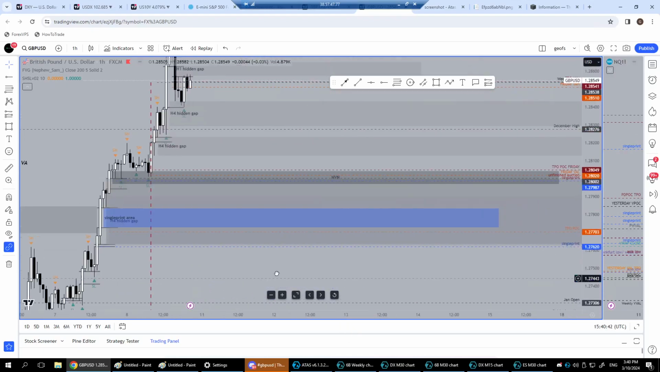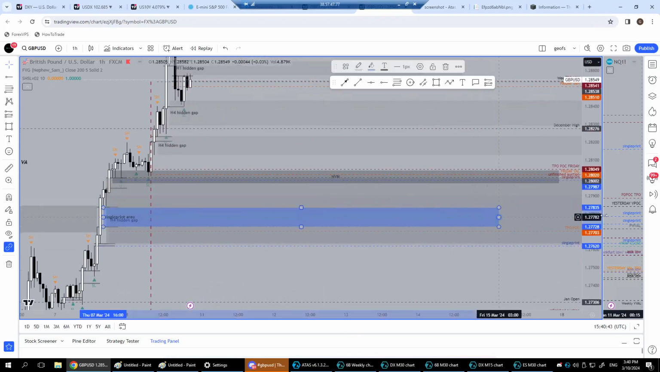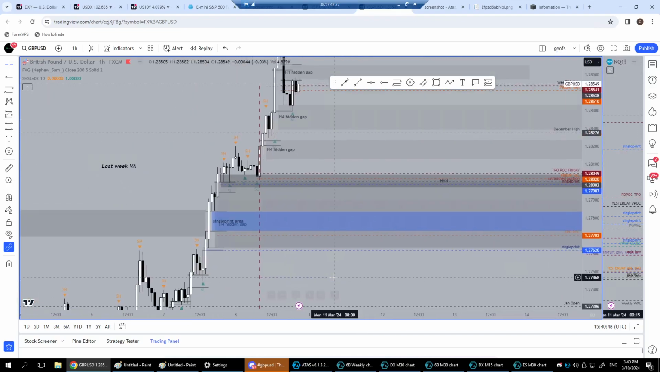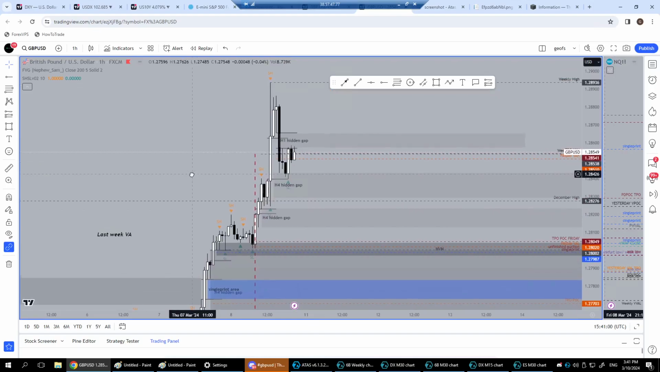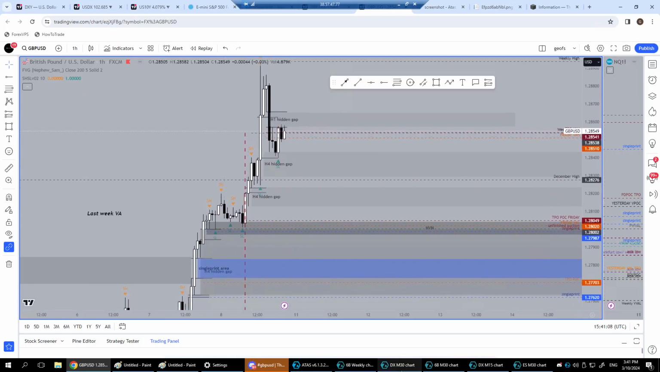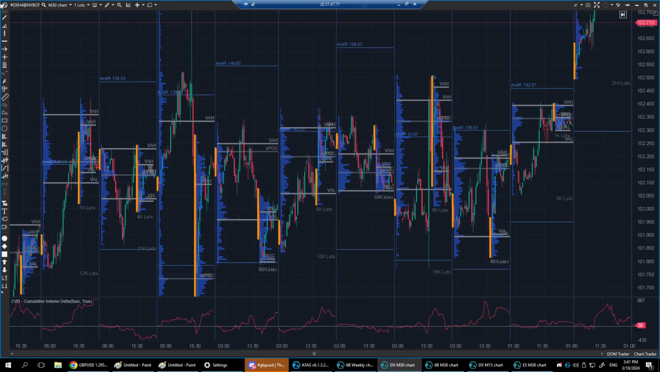So anyway, we'll start to build up a picture of GU. I would expect it to move into the value area and fill some of these single prints closer to 128 first thing on Monday. That would be my expectation. I don't think we're gonna fly above weekly high. What's next? Volumes.